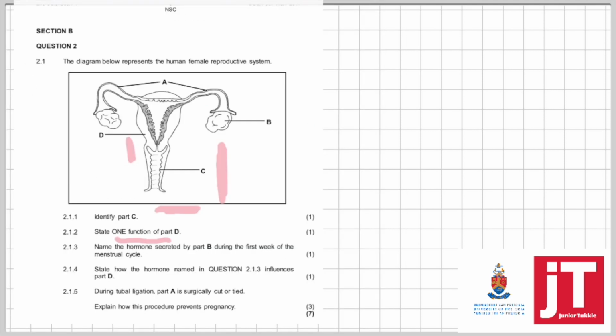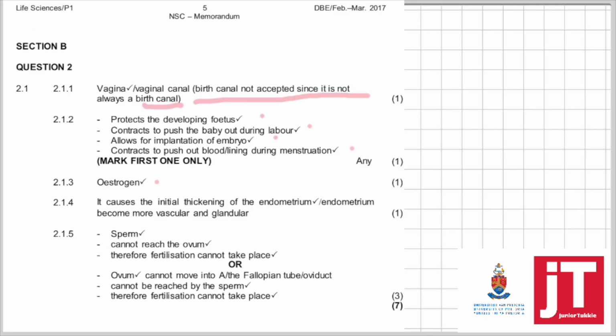Right. Name the hormone secreted by part B. Now, if you look, part B is the ovary, right? So name the hormone secreted by the ovary during the first week of the menstrual cycle. And that is obviously estrogen. Yes, estrogen.